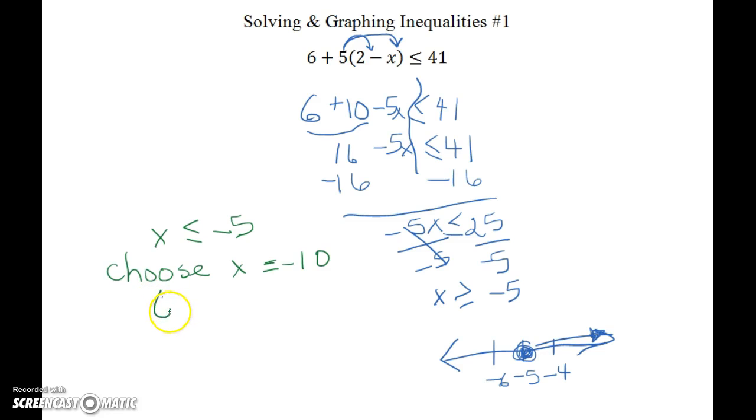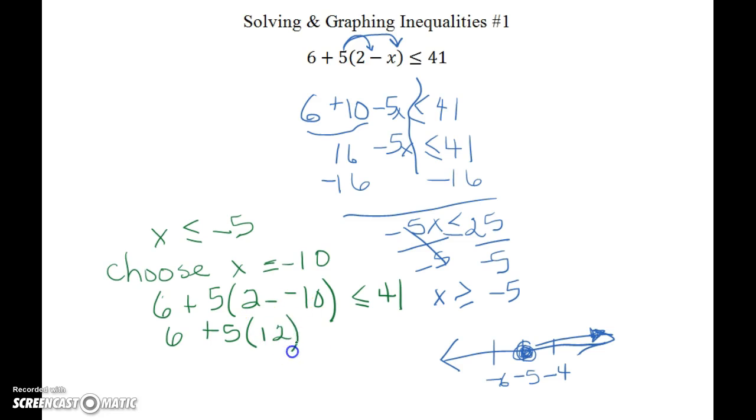We start at the beginning, 6 plus 5 times the quantity 2 minus negative 10, less than or equal to 41. Okay, so we get 6 plus, and then I'm going to do 5 times, and 2 minus negative 10 gives us 12, less than or equal to 41. Well, 5 times 12 is 60. 60 plus 6 is 66. This is not true. So by checking, we can see that we did something wrong.